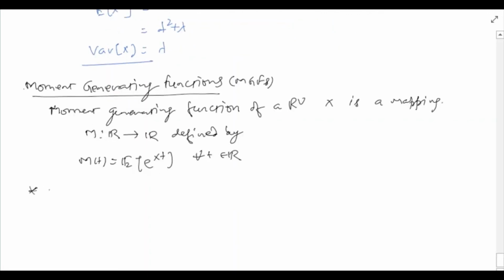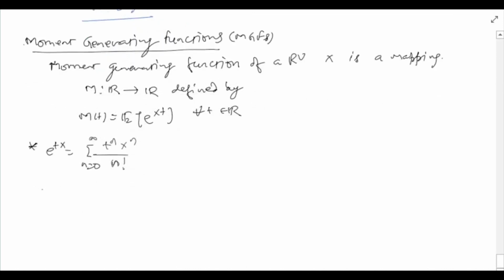Note that e raised to tX can be expanded as the sum over n equals 0 to infinity of t raised to n, X raised to n, divided by factorial n. So M(t) can be computed using linearity of expectation as the sum over n equals 0 to infinity of t raised to n, expected value of X raised to n, divided by factorial n.